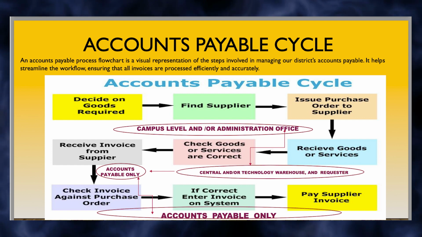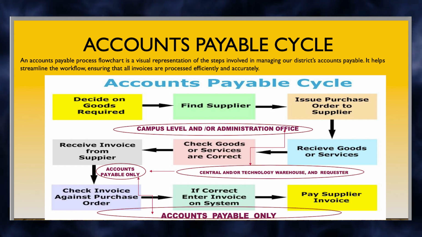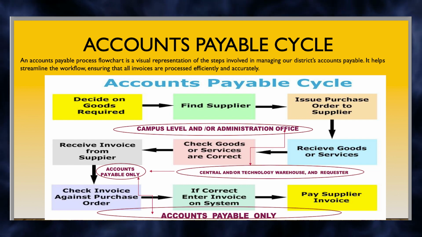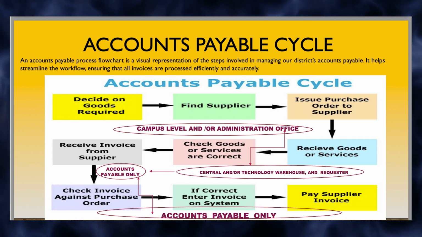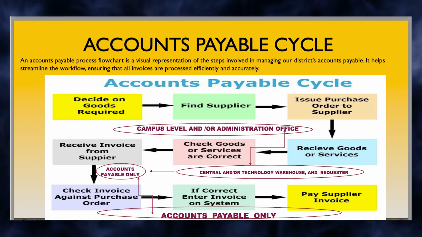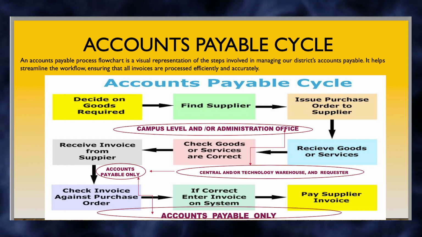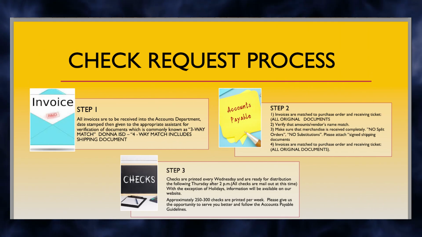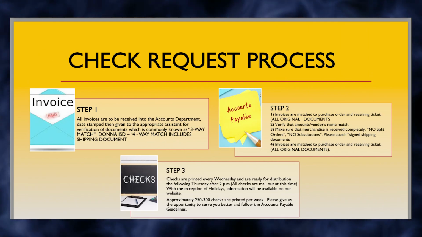Review the accounts payable cycle flowchart. It is important to understand the accounts payable process flowchart. This is a visual representation of the steps involved in managing our district's accounts payable. It helps streamline the workflow, ensuring that all invoices are processed efficiently and accurately. Here is all the information on how to request a check and the requirements associated with this process.